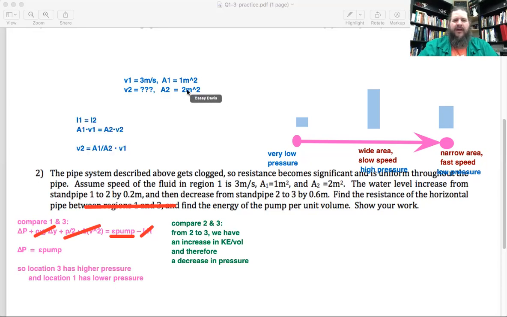The ratio of areas is 2 to 1. So A1 over A2 would be 1 over 2, 1/2. So speed 2 is 1/2 of speed 1. In other words, 1.5 meters per second. So that's the speed at location 2, 1.5 meters per second or 3/2 meters per second. And then speed 3 goes back to the same as speed 1 because it's returning to the same cross-sectional area.